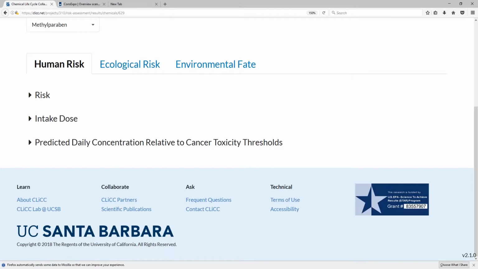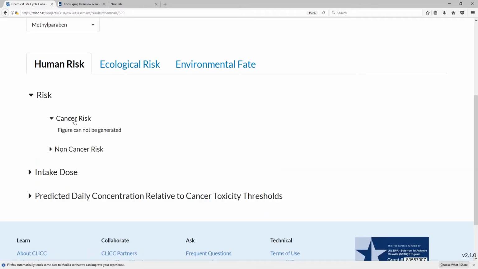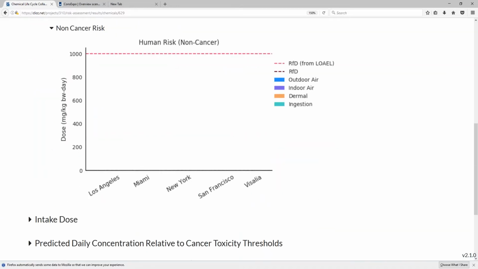So we can take a look at the results. First it's going to give us what the risks are. So we can take a look at the human risks. If we click on cancer risk, it doesn't generate a figure because we did not provide a slope factor. Because there is no known cancer risk, we don't have a value, so it cannot generate that. Here is the non-cancer risk. For this particular product, there would be no significant non-cancer risk for any of these outdoor or indoor or dermal ingestion based on the information that we provided in terms of the risk thresholds.